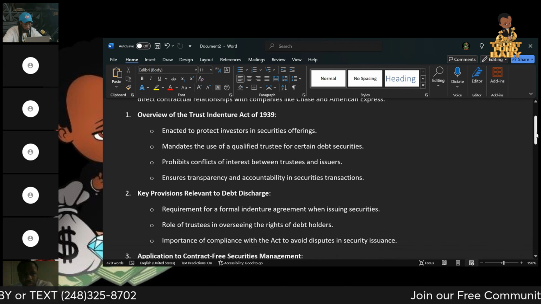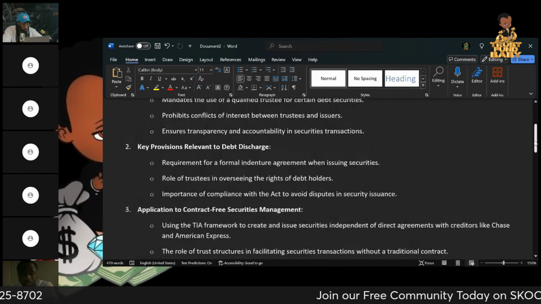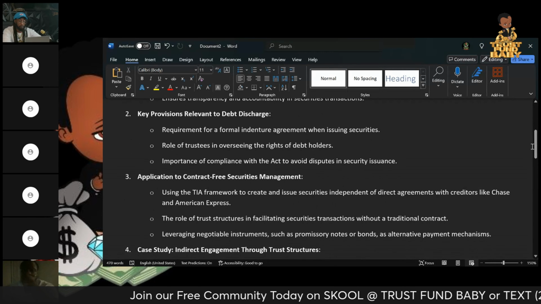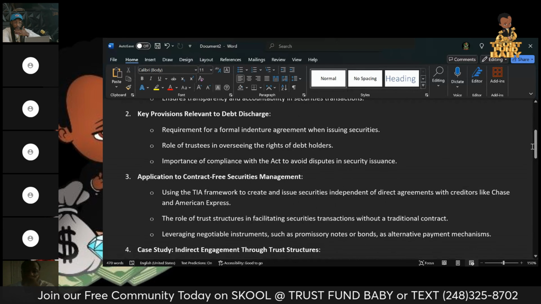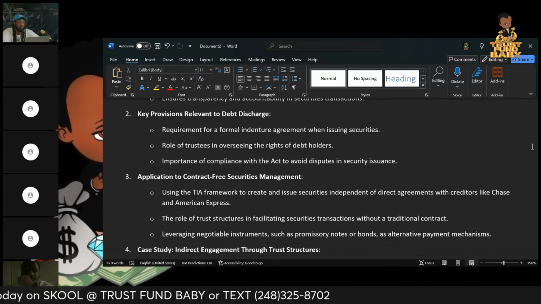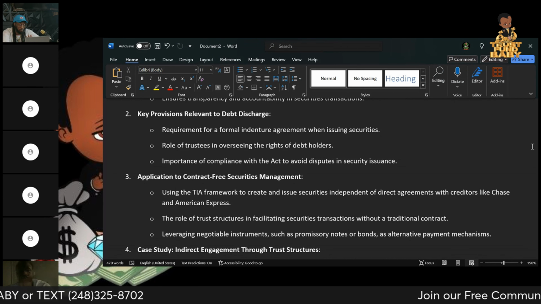And this is what we're dealing with, right? The key provisions relevant to discharge requirements of formal indenture agreement when issuing securities. That's usually the cover letter. You're just telling them that this is a security that I'm sending over for it to be tendered for this account, right?